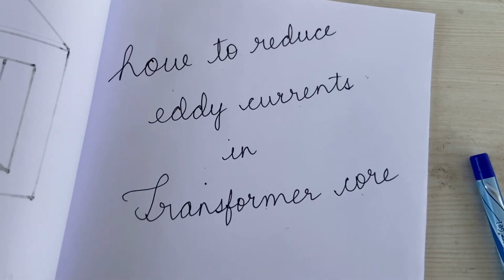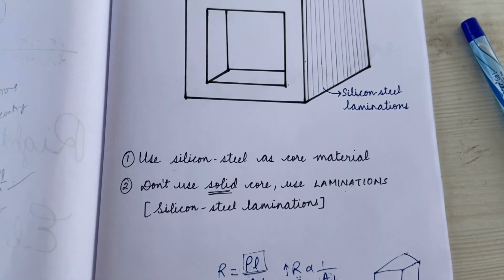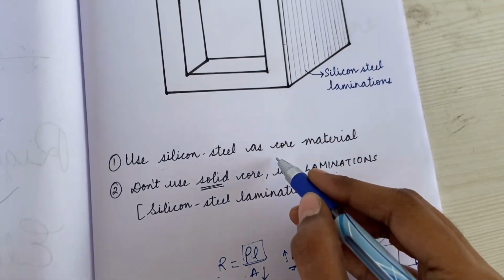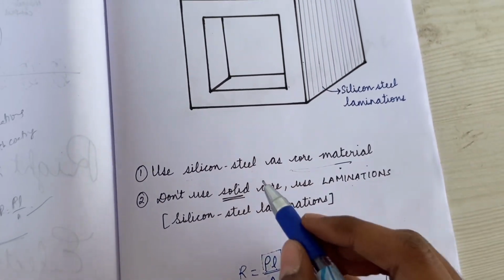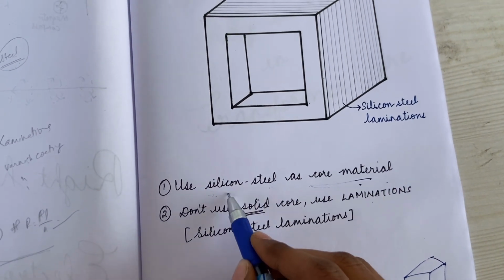How to reduce eddy currents in the transformer core? Actually, we have two methods here. The first one is by selecting the core material. Here we can select iron or steel as the core material, but we are preferring silicon steel.